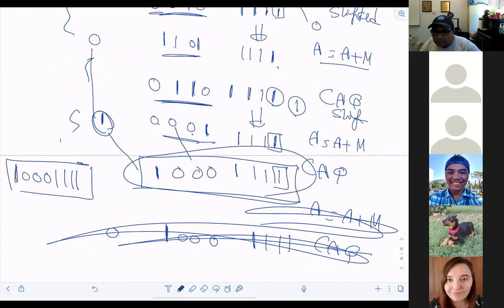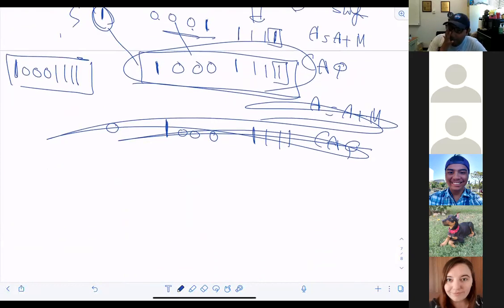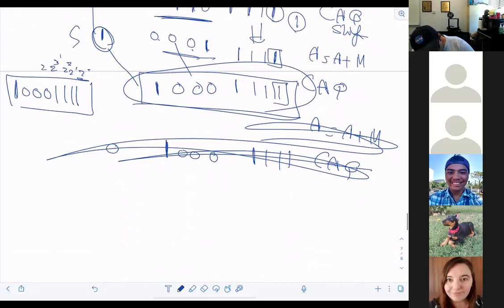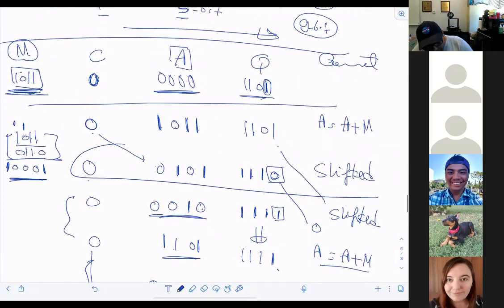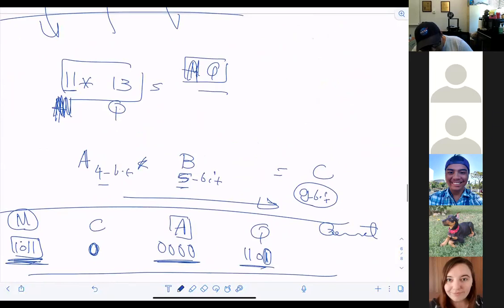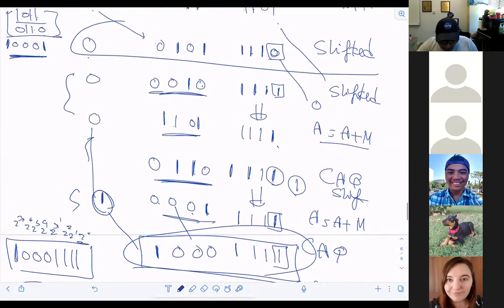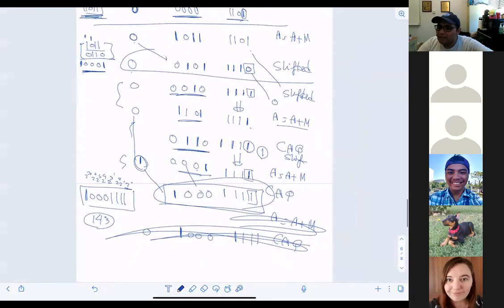If you calculate what the value will be as a decimal, it's gonna be 2 power 0, 2 power 1, 2 power 2, 2 power 3, 2 power 4, 2 power 5, 2 power 6, 2 power 7. So end of the day, this is actually 143, which is basically, if you multiply 11 times 13, it's gonna be 143. So what I want to show you is one of the advantages of shifting towards right, which is applied in the add and shift method for multiplication. Any questions so far?